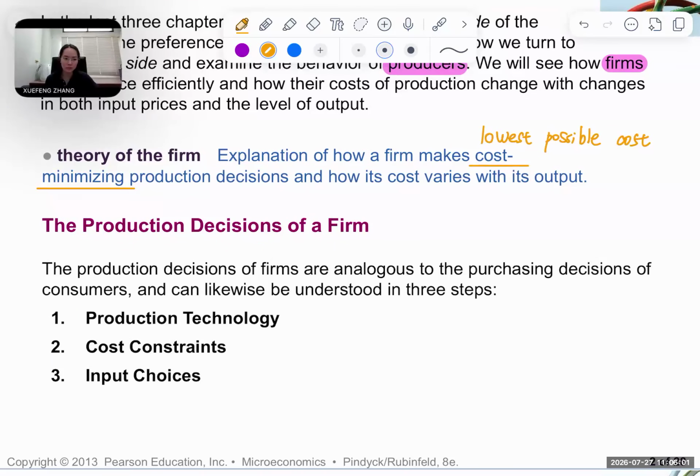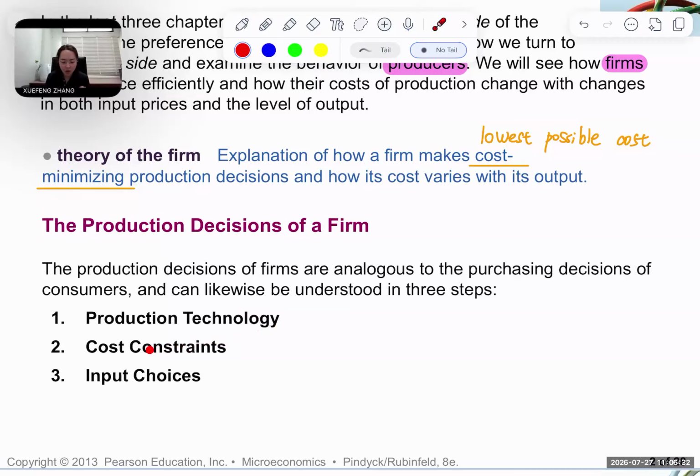Okay, so firms make decisions in 3 steps, very similar to how consumers made choices in earlier chapters. I hope you can match them. It's actually they have the same logic. All right. So first one, production technology. What's physically possible given workers and machines? How much can you actually produce?